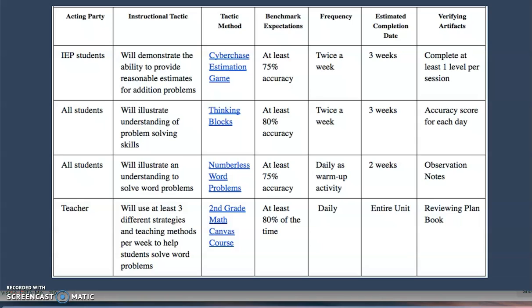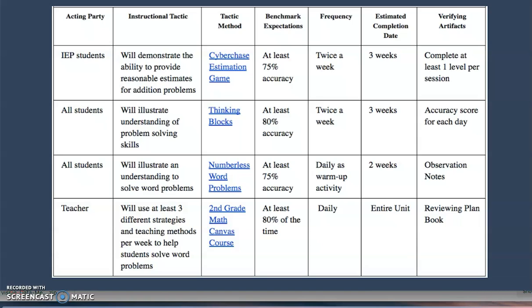This was the bottom part of our table. For our first goal, the students involved are the IEP students. They will demonstrate the ability to provide reasonable estimates for addition problems using the CyberChase estimation game with at least 75% accuracy, and they'll be playing that game twice a week for 3 weeks. We will use the completion of at least 1 level per session to track that students are completing that goal.